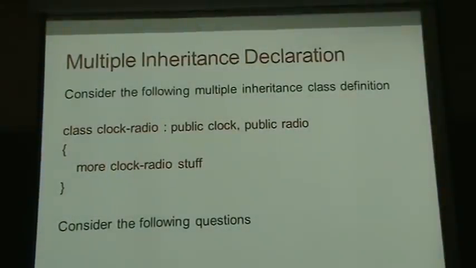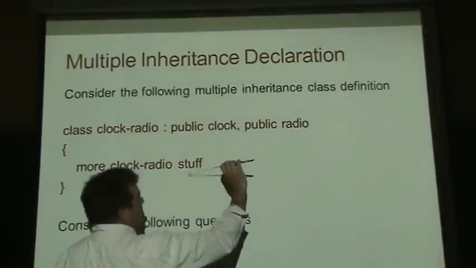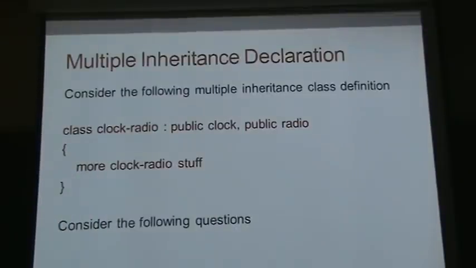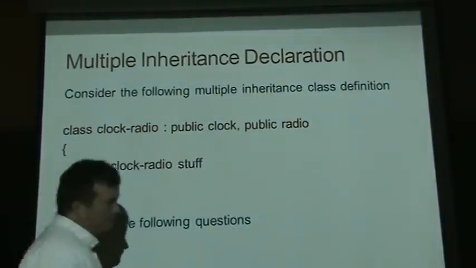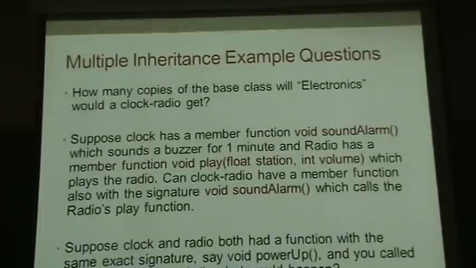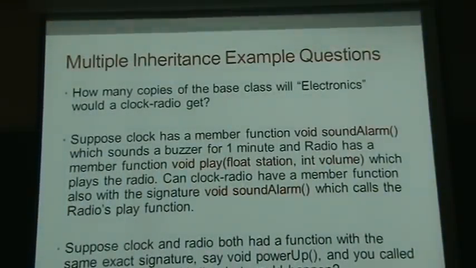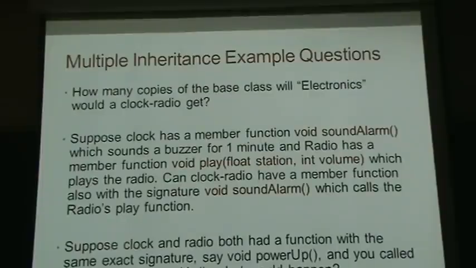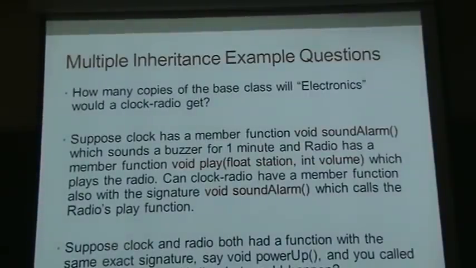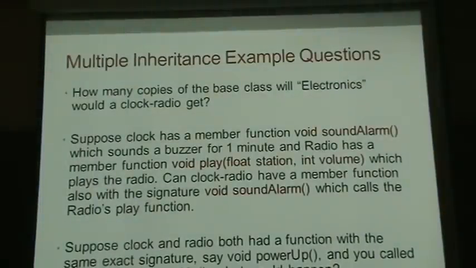Okay, so with a declaration like this, and using that diamond thing we had before, where we're saying a clock really inherits from electronic device, and radio also inherits from electronic device, a couple of questions worth considering are this. How many copies of the base class electronics would the clock radio get? Should we get 2?